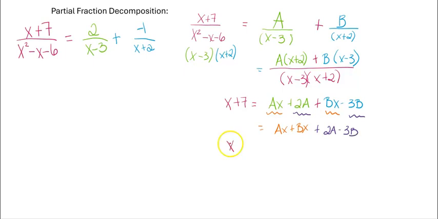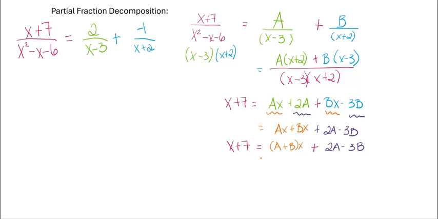So then I'm going to factor those like terms. So I'm going to say x plus 7 equals, if I factor the Ax plus Bx, I get A plus B times x, and then for the other terms, there's nothing to factor out on that one. So that's just 2A, because those are like our constants, minus 3B.